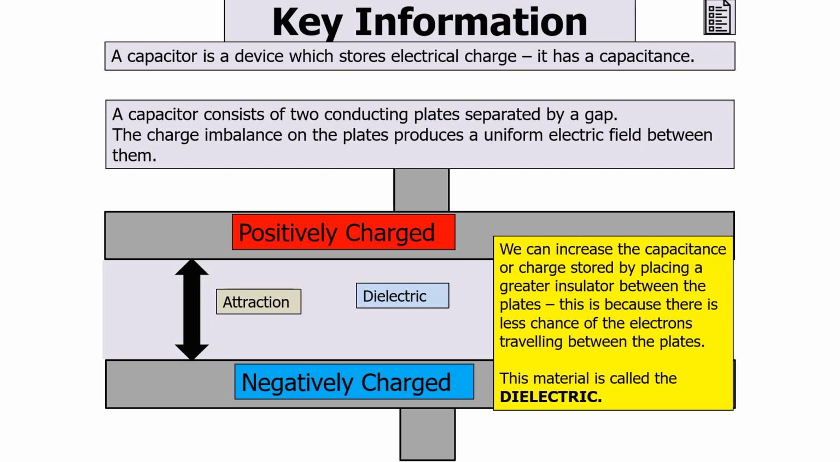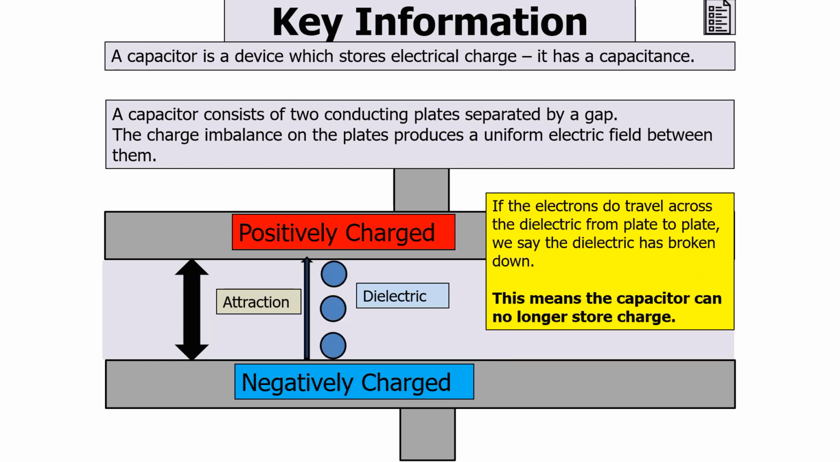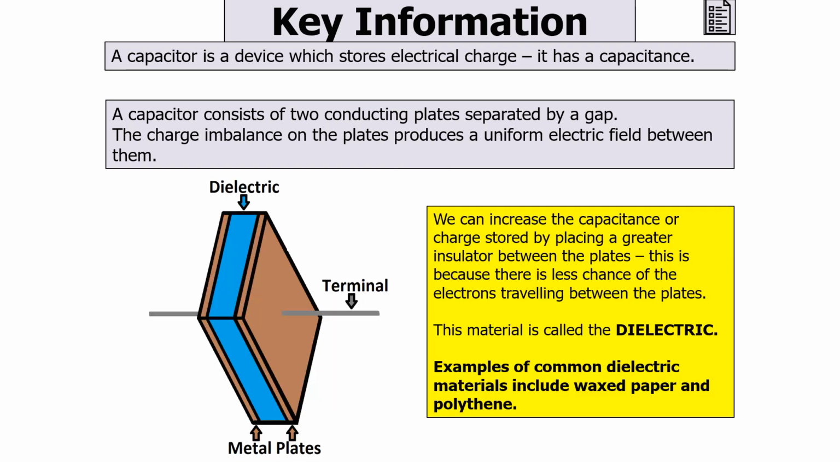Now, we can increase the capacitance or charge stored by placing a greater insulator between the plates. This is because there is less of a chance of the electrons travelling between the plates. We call this material a dielectric. Now, if the electrons do travel across the dielectric from plate to plate, we say the dielectric is broken down. This means the capacitor can no longer store charge. Now, examples of common dielectric materials include wax paper and polythene.